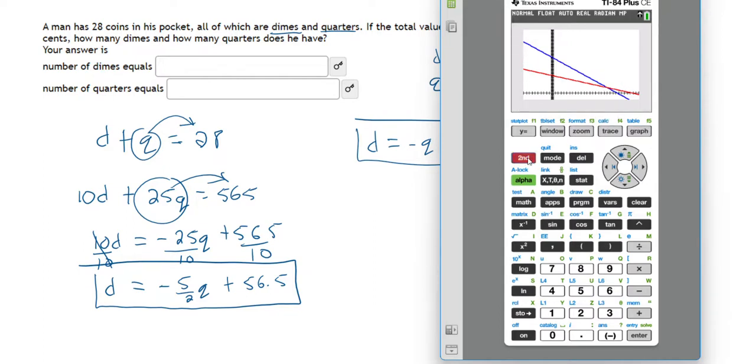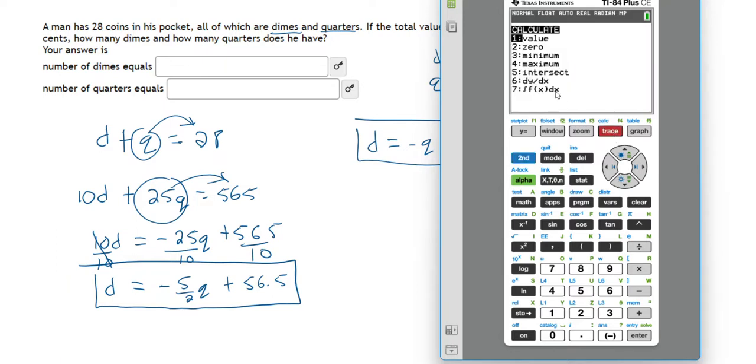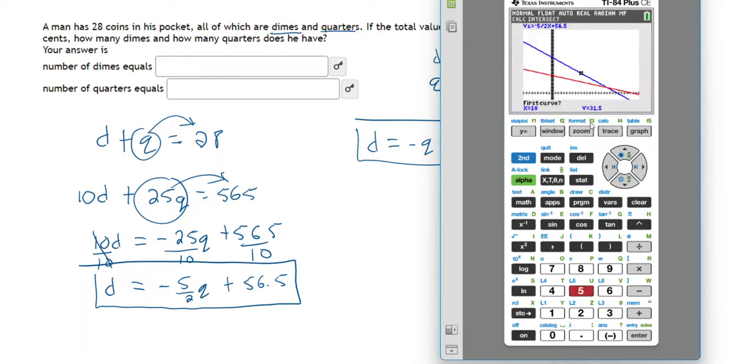So I'm going to go second, calculate, and we're going to find where they intersect. So you can either go down to 5 or just click 5. And now first curve, so anywhere on that blue line. And then second curve, it's asking for the other line. I say yes. And now it's going to take a guess at where those two lines cross. So enter. So I get an intersection at 19 and 9.